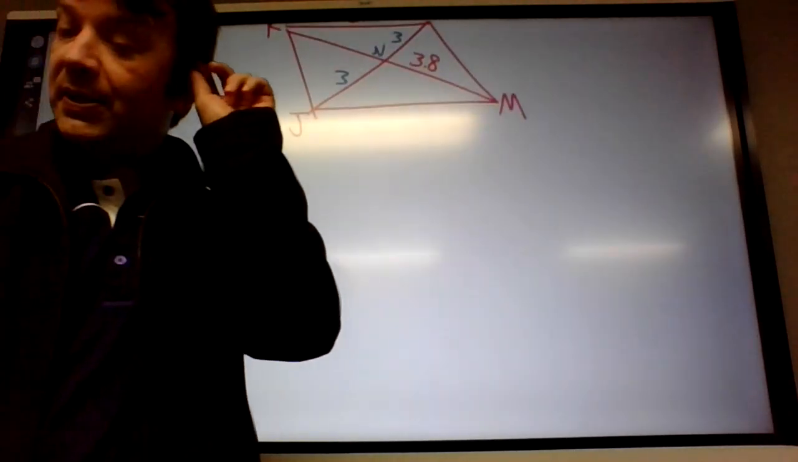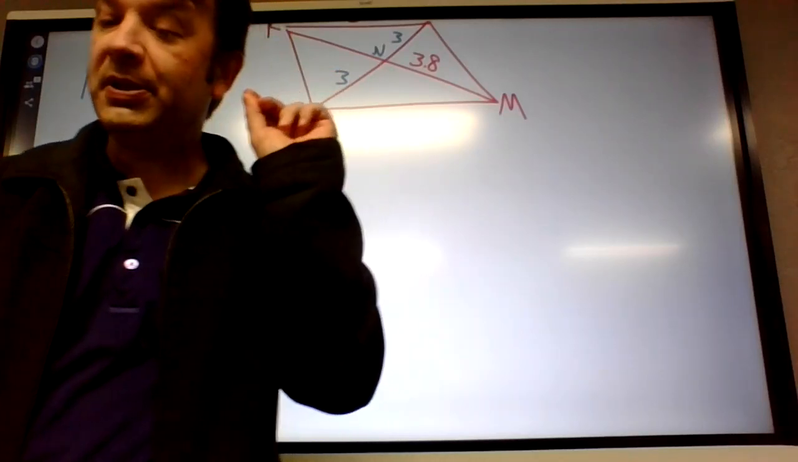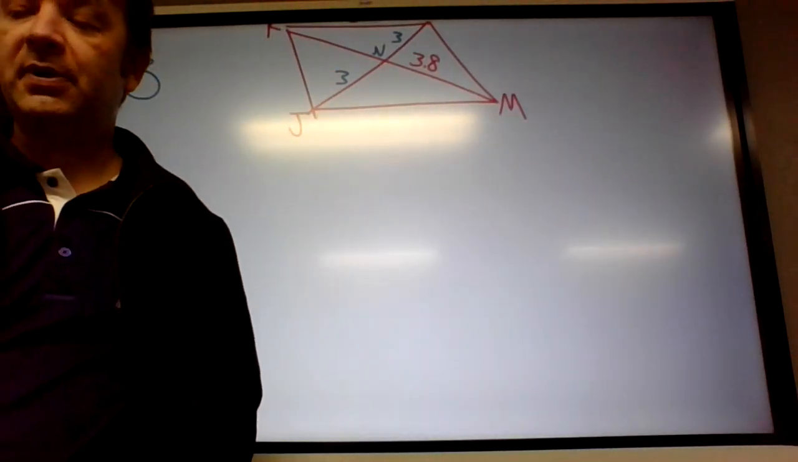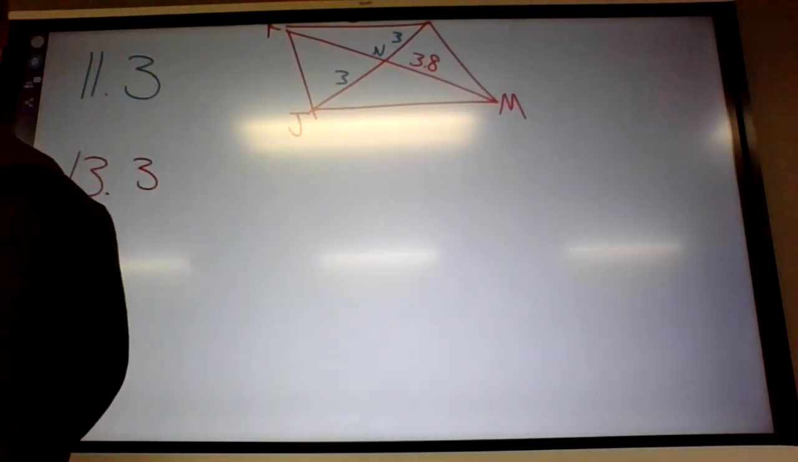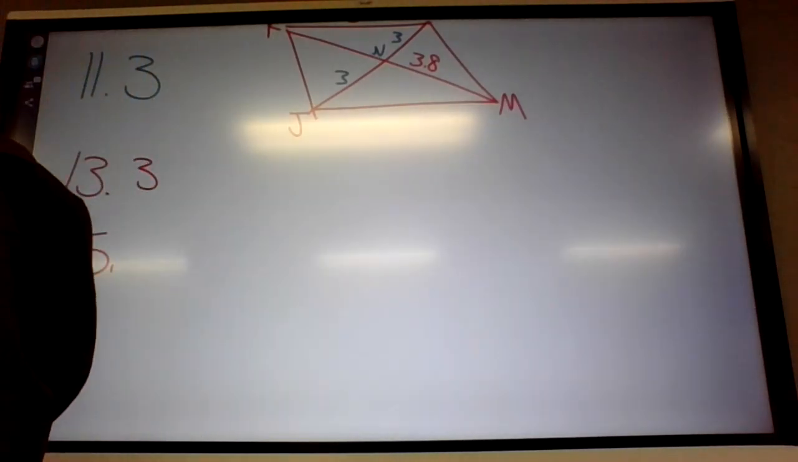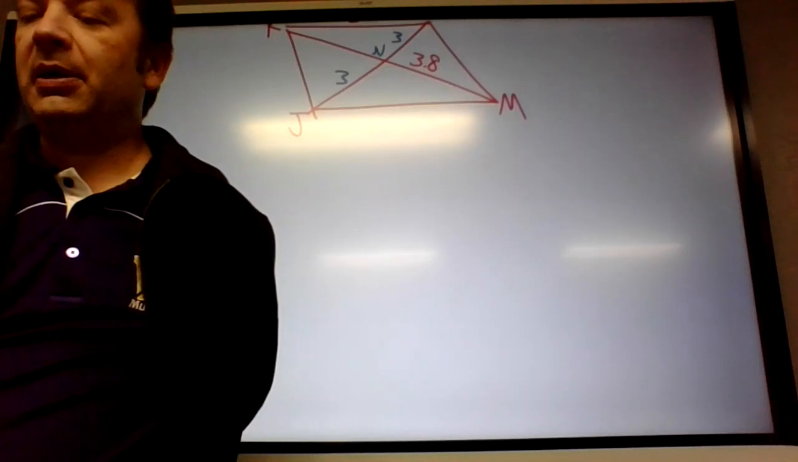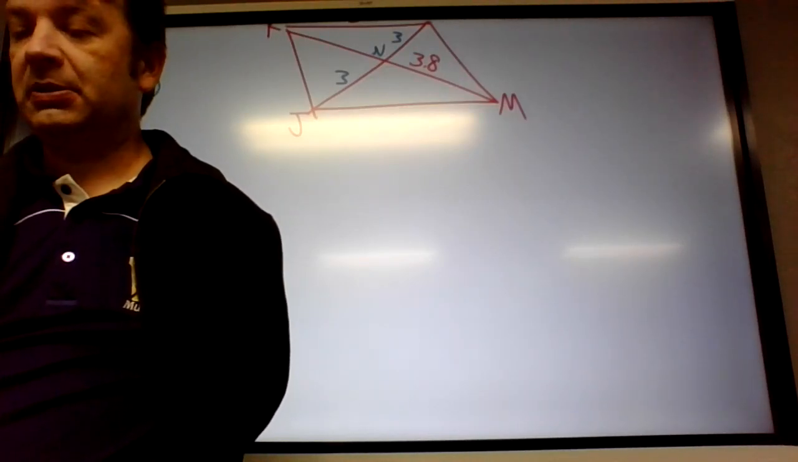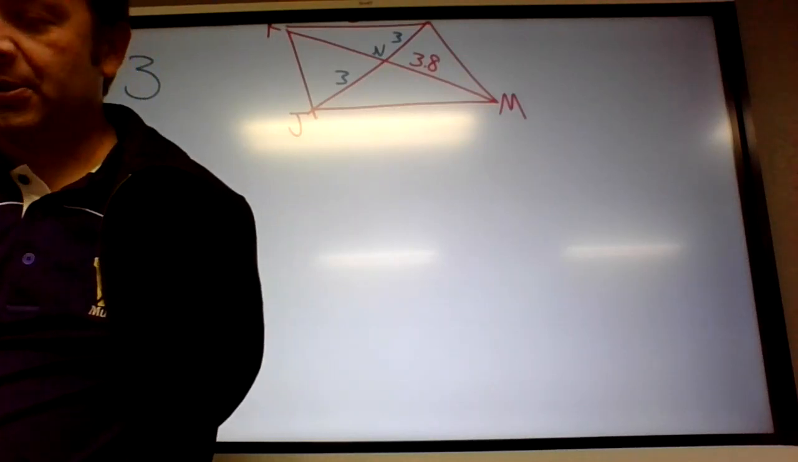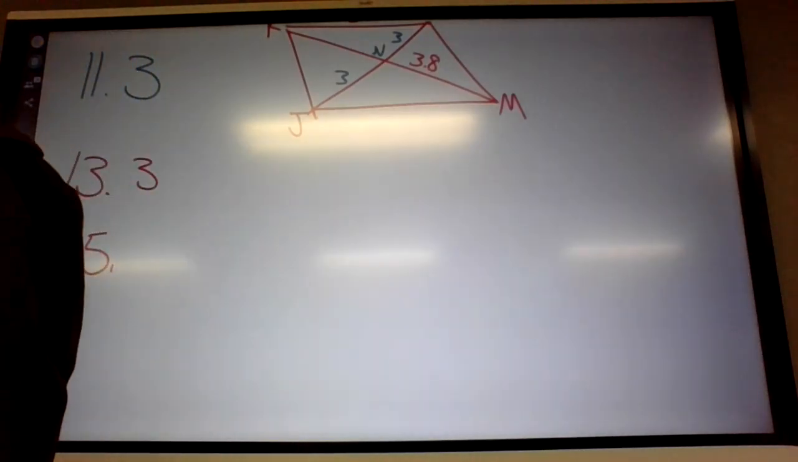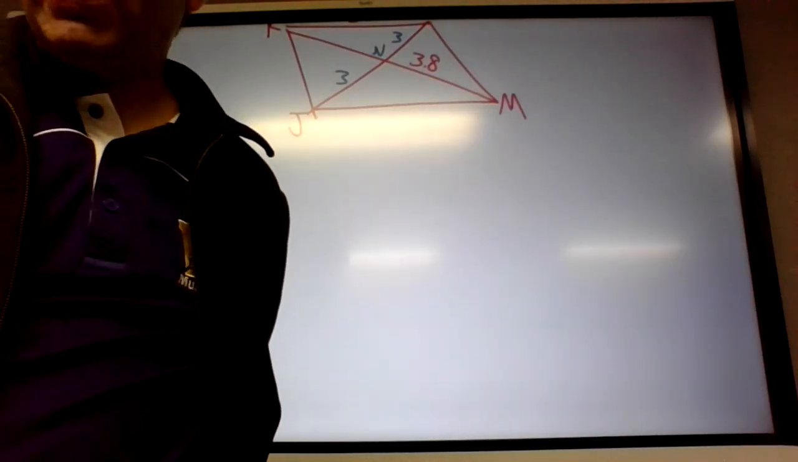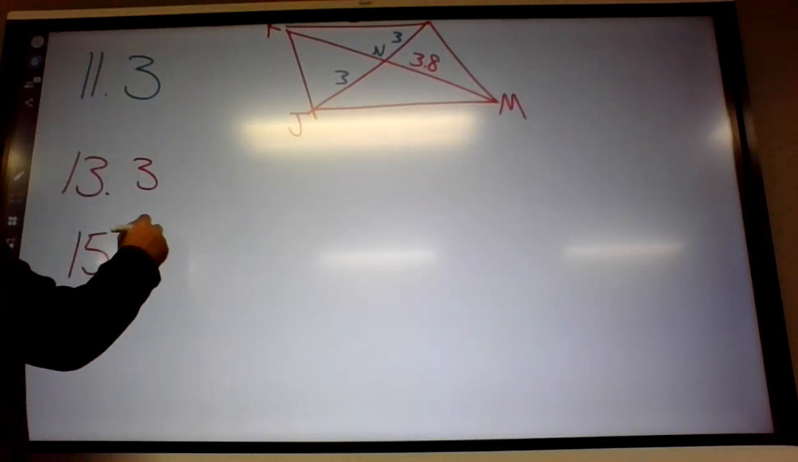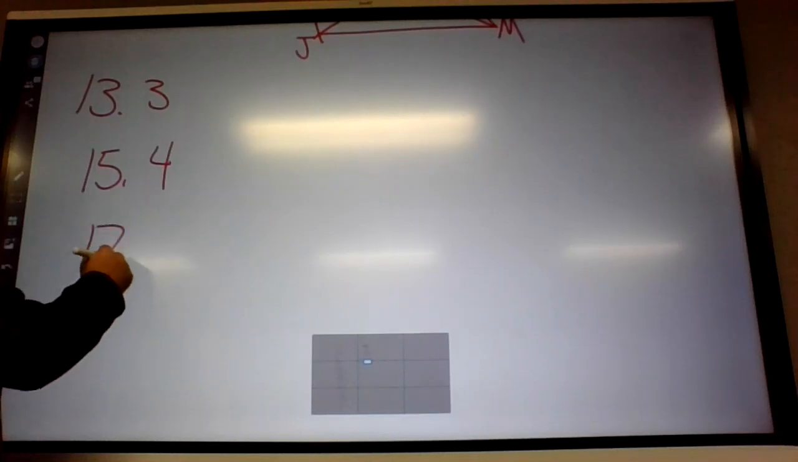Okay, 15. This one you have to use your brain just a little bit. How long is AB if AD equals 12? How many little segments is AD made up of? 3. So if the whole thing is 12, AB is 1/3 of that. So 12 divided by 3 is 4.